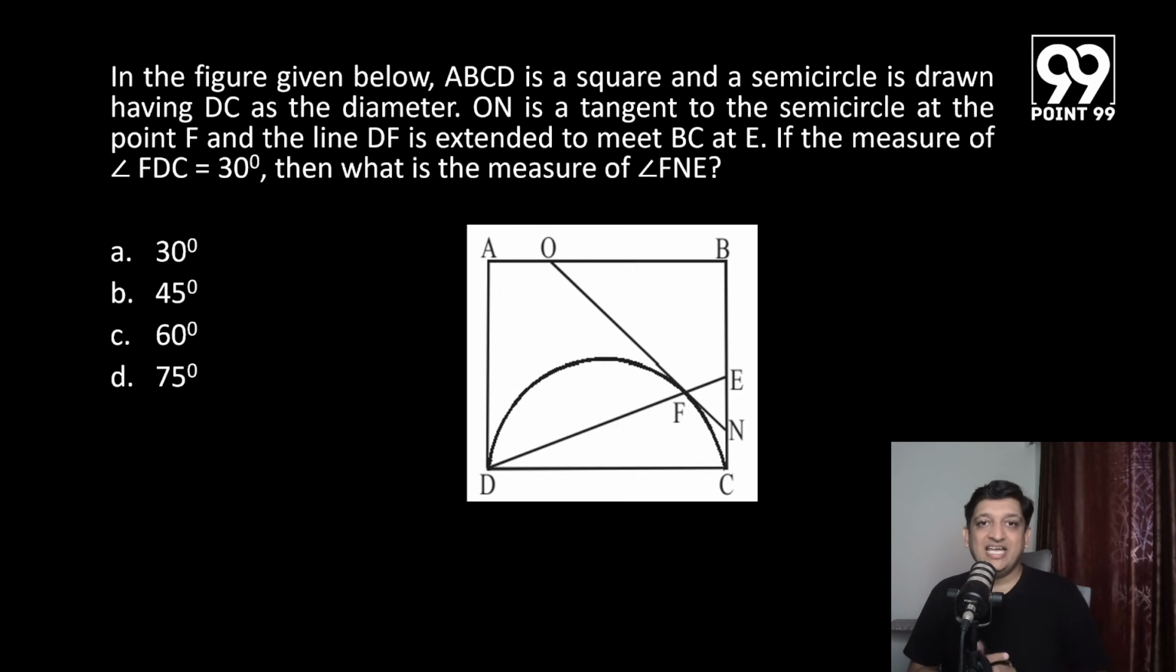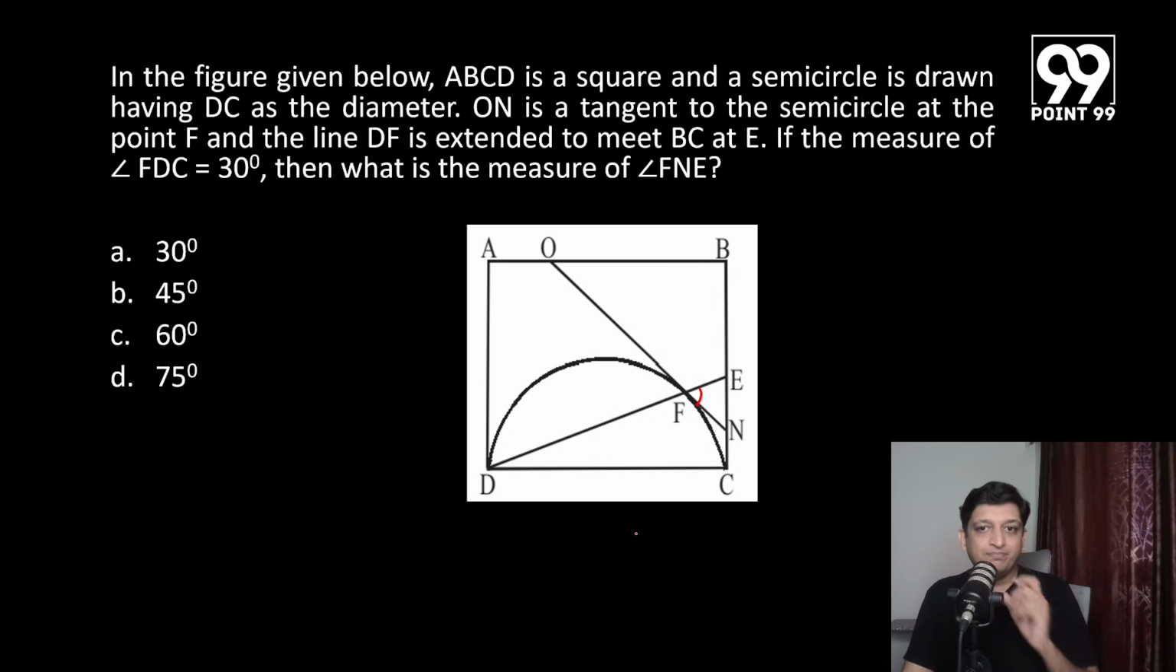In this figure, ABCD is a square and there is a semicircle that has been drawn having DC as the diameter. ON is a tangent at point F and it meets BC at point E. DF meets BC at point E. You have to find the measure of this angle FNE.